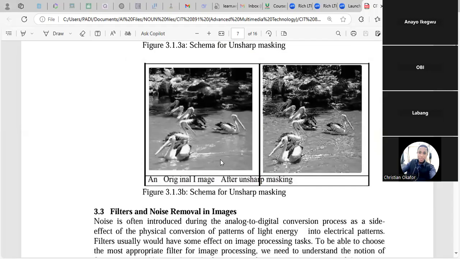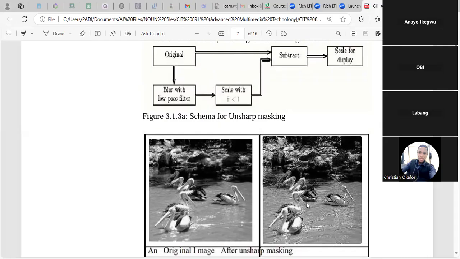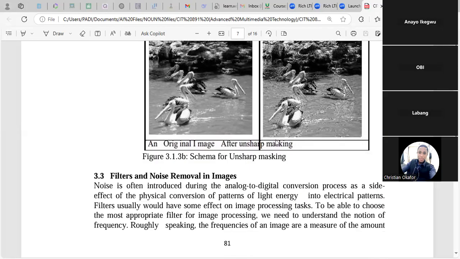Just like what you are seeing here, original image after unsharpening. This is how this one was. It seemed to be noise, and this one is sharper. It's all about manipulating those images, especially when you have it in your application.